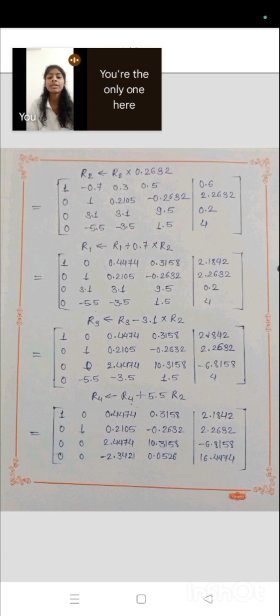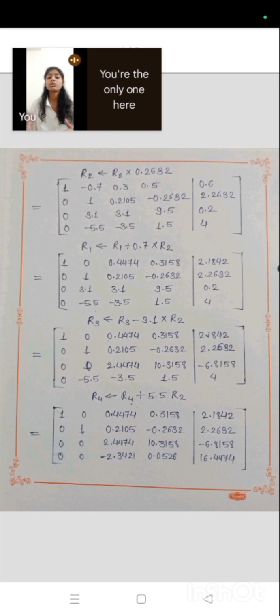Value is 3.1 minus 3.1 into R2 value is 0.2105, and we perform the operation in these values, and the value will be 2.4474. And again we put the column 4 R3 value is 9.5. So 9.5 minus 3.1 into R2 value is minus 0.2632, and the value will be 10.3158. And again we put the column 5. R3 value is 0.2. So here 0.2 minus 3.1 into R2 value here 2.6.